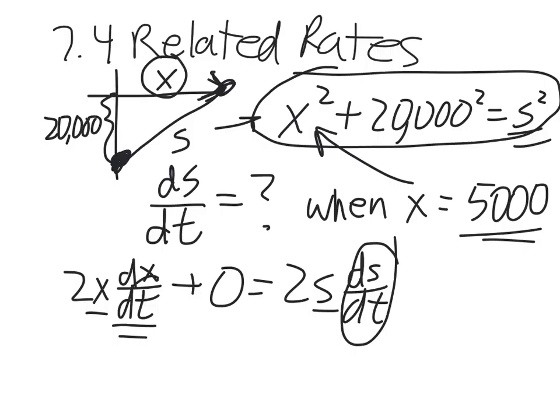So just lots and lots of possible types of problems. Again, the generalization, how do we solve something like this? We have to find an equation representing the quantities involved. Most likely we'll be taking the derivative with respect to time of that equation, and then we can start plugging in the known values. Sometimes, like in this case, we'd have to calculate a value from the relationship we already have. When x is 5,000, we could calculate what s is.